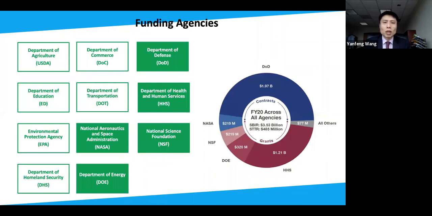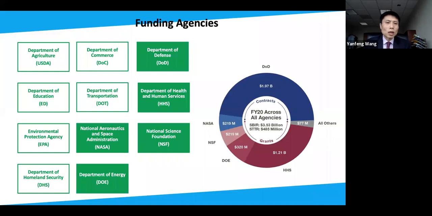Which agencies participate in SBIR and STTR? Currently, there are 11 funding agencies. Among the 11, the 5 largest ones, DOD, HHS, including NIH, National Science Foundation, NASA, and the DOE, also provide STTR. Within the Department of Defense, each division manages its own SBIR and STTR, which means Army, Navy, and Air Force, and a few other smaller agencies all have their own SBIR and STTR.